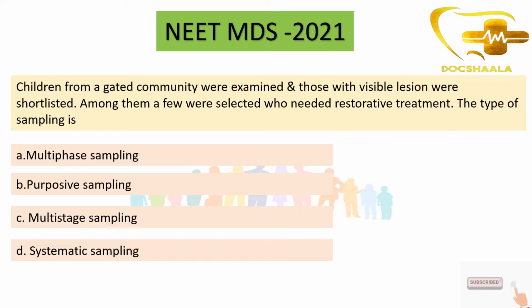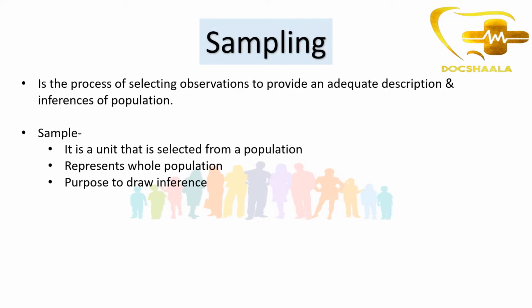So let us just see what is sampling and what kinds of sampling that we have. Sampling is nothing but the process of selecting observations to provide an adequate description and inferences of the population. So we are selecting a few observations which will provide adequate description and inferences of the population.